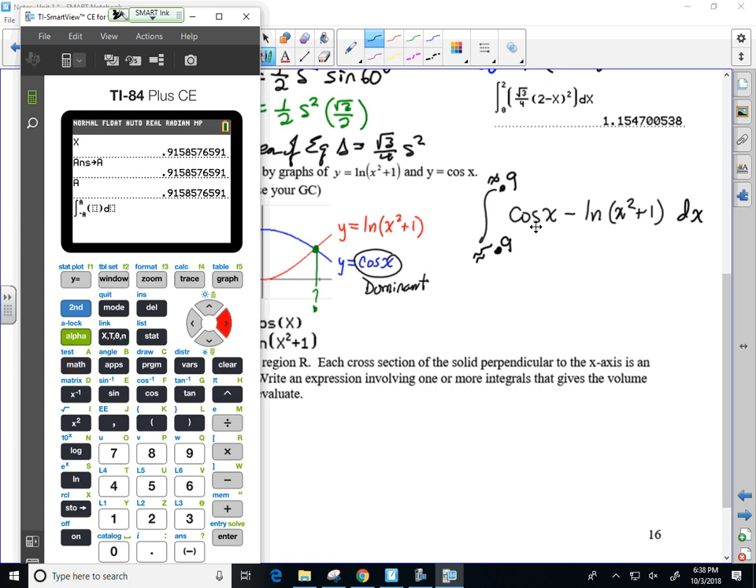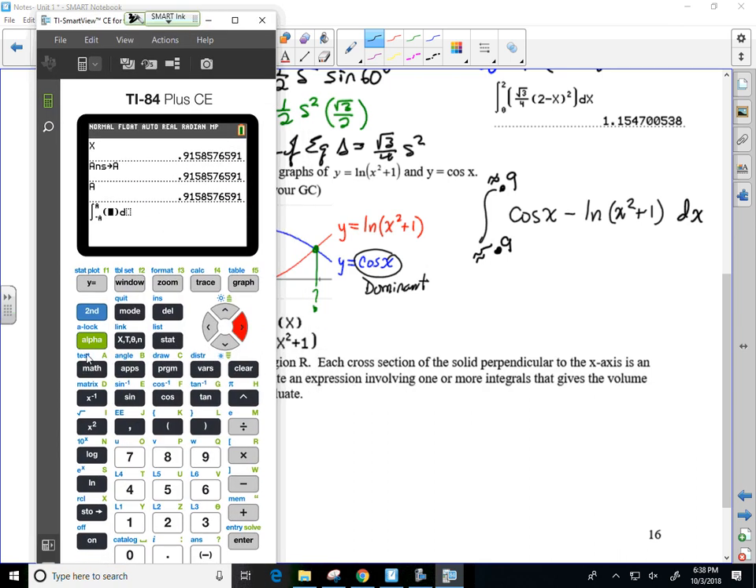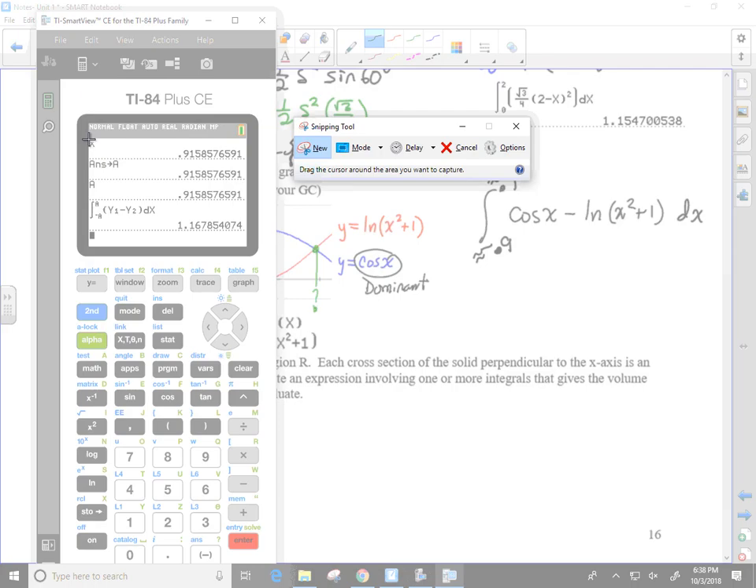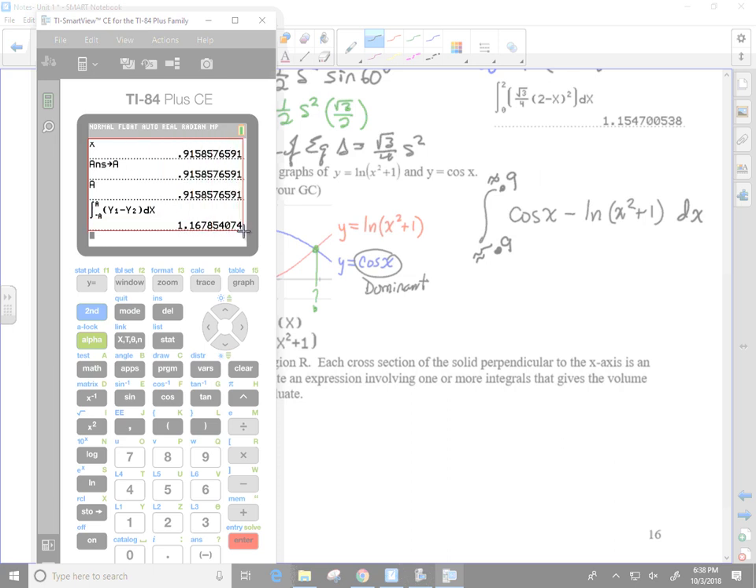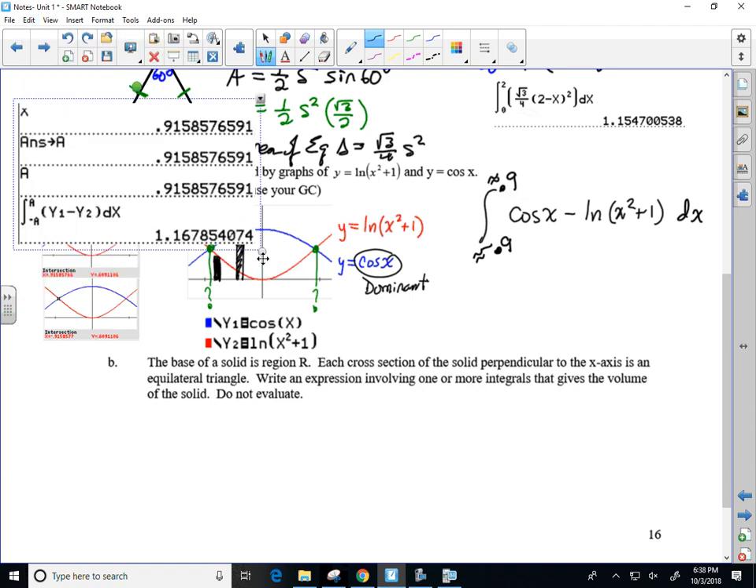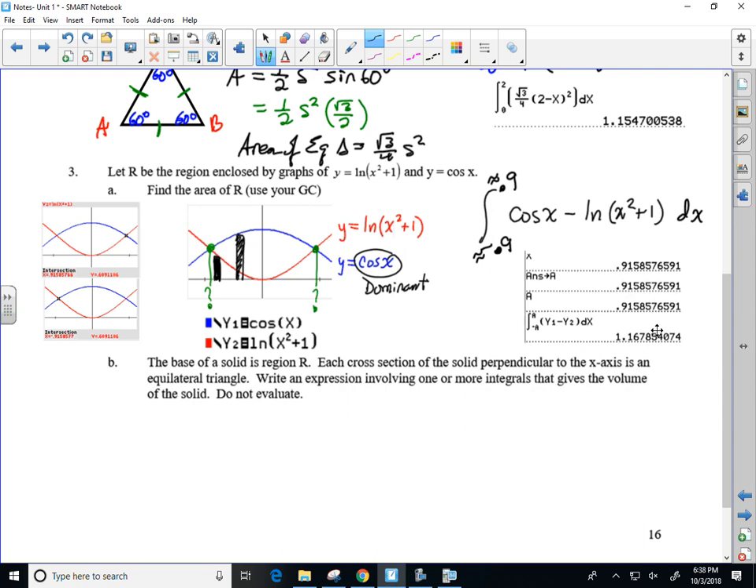Then in here, I'm going to do cosine is y1, the natural log is y2. So I'm going to do alpha trace y1 minus alpha trace y2. And that's all with respect to x. All right, so all that stuff is to help you avoid having to type stuff in. It's not essential, but it's a nice luxury. If you're comfortable with it, then definitely use it.